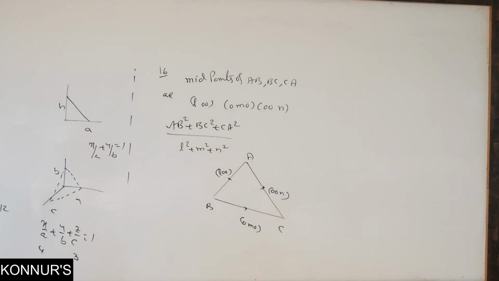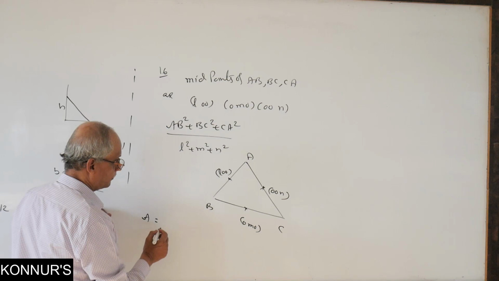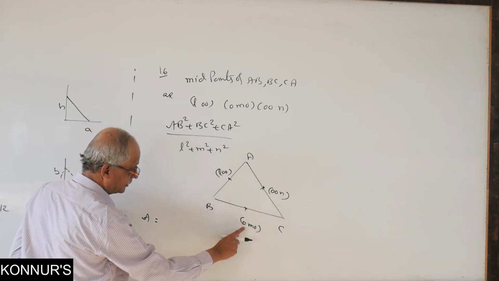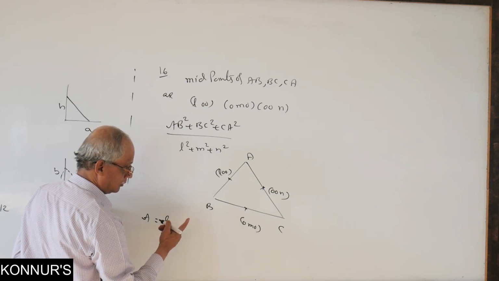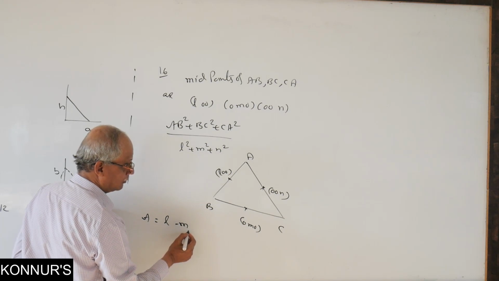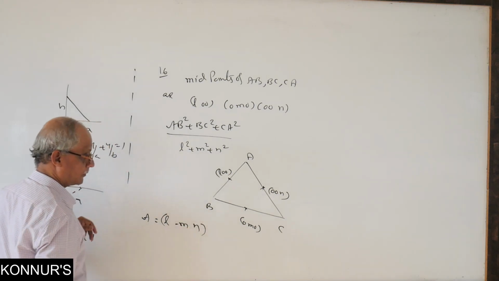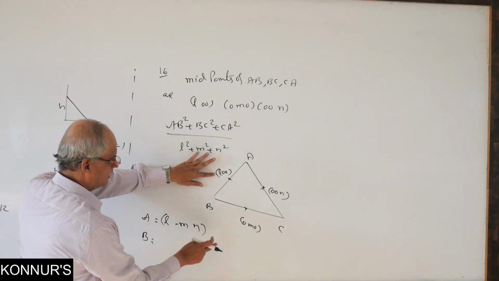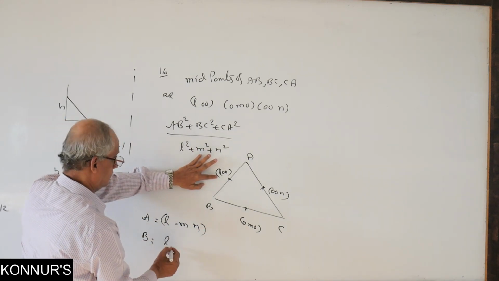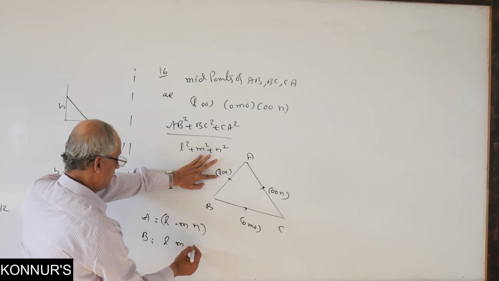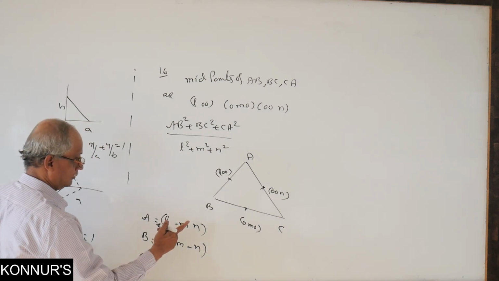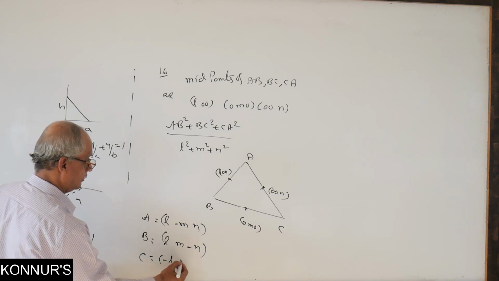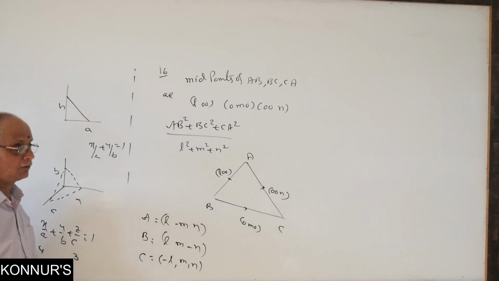How to find A, B, C? See, A is equal to the sum of these two minus this: L plus 0, 0 minus M, N. How to get the B vertex? Sum of this, minus L, M, N. What is the C vector? Minus L, M, N. ABC over.